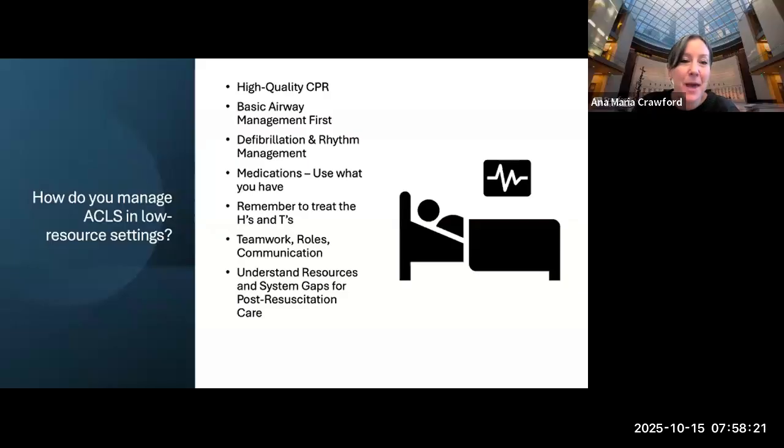Understand resources and system gaps for post-resuscitation care. I think before we go into post-resuscitation care, I want to mention a couple other things and see what the other panelists think. I also think about two things in particular, simulation and practicing ACLS scenarios, and also the use of cognitive aids. Can you share a little bit about your experience and what you think about simulating ACLS, and what are cognitive aids and how are they used?